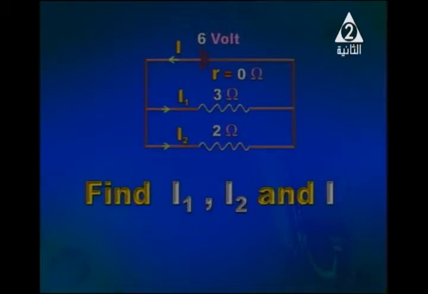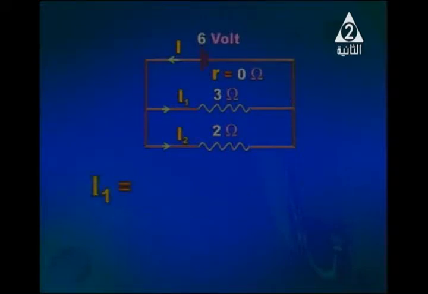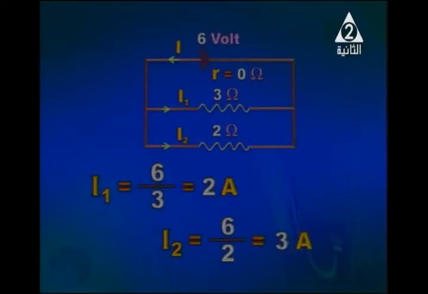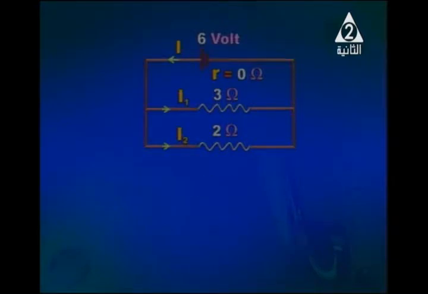It's all easy. In this particular case, we've got two resistors connected in parallel to a 6-volt battery. So the whole voltage of the battery is applied across the two resistors. I1 is equal to 6 over 3, it is 2 amperes. I2 equals 6 over 2, it is 3 amperes. And of course, the total current will be equal to the sum of both of them. It is 2 plus 3, it is 5 amperes.